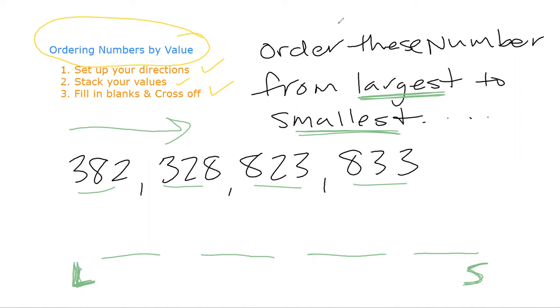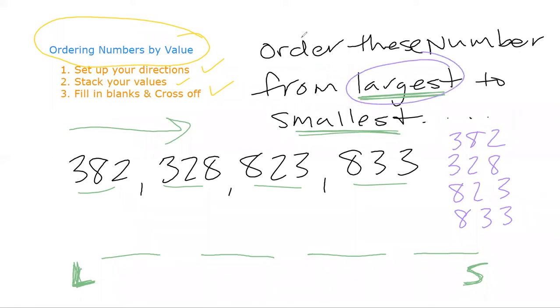Okay. So next we're going to stack our values. This is very similar to what we did last time with using equalities, but this time we have more than one number. So I'm going to do that over here. I'm going to say 382. I'm going to stack 328, 823, 833.